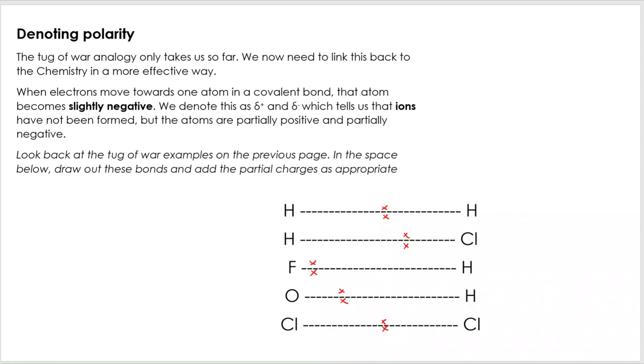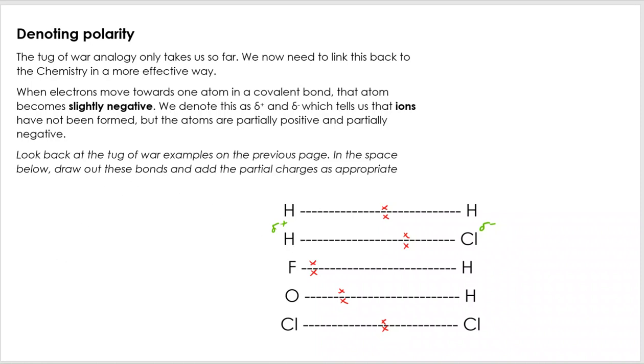There is no positive, there is no negative. If I move on to the next example, hydrogen and chlorine, you can see that chlorine has pulled the electrons closer. That means that it's got more of a share of those electrons. Electrons are negative, so that's going to make the chlorine not fully negative, not a minus charge, but it's going to be partially negative. And as it says on the screen, that means we have a delta negative.